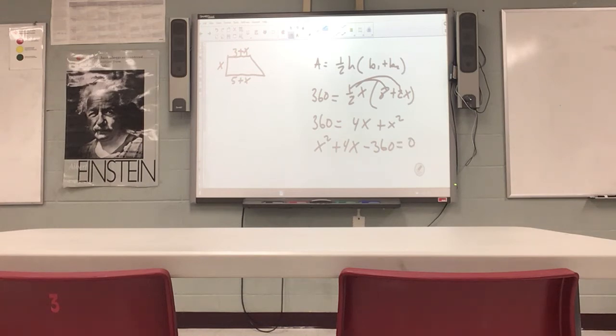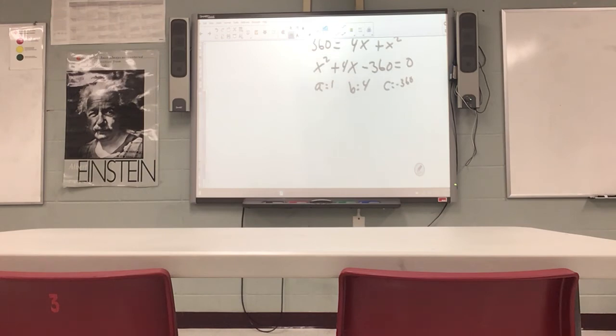Okay? So I started wondering if I could factor that, if there were any factors of negative 360 that added to 4. And there might be. I didn't really think so based on the choices. The choices all have a decimal in them, so I didn't really think that. So I just went ahead and went to the quadratic formula. Okay, so our A is 1, our B is 4, and our C is negative 360.